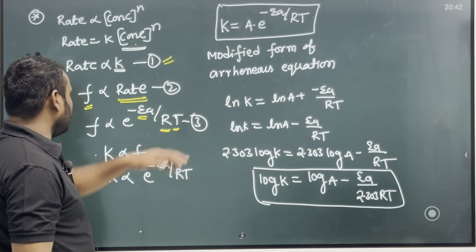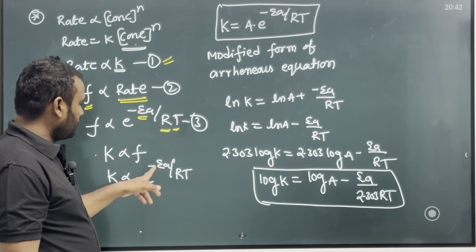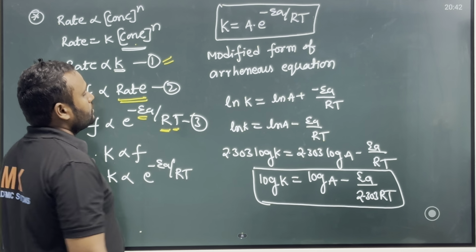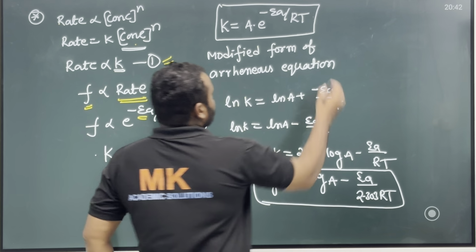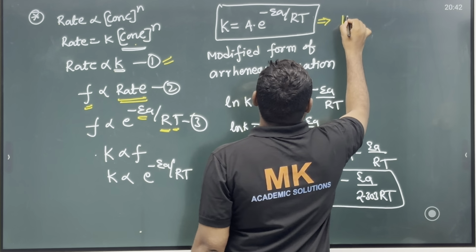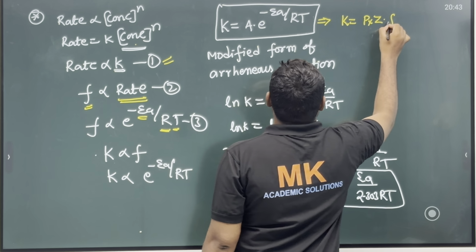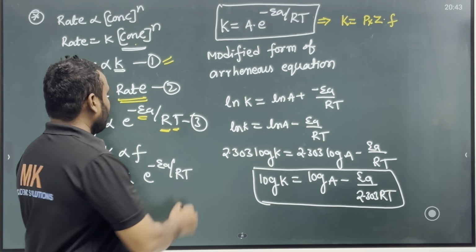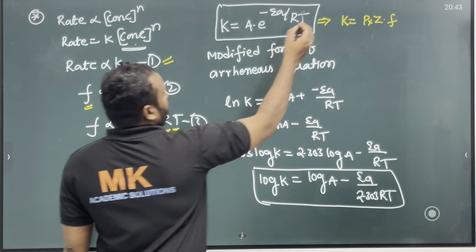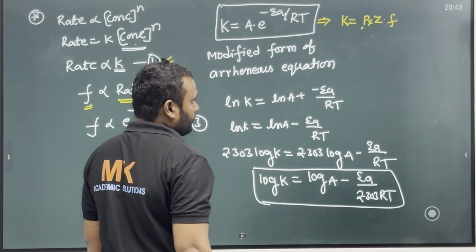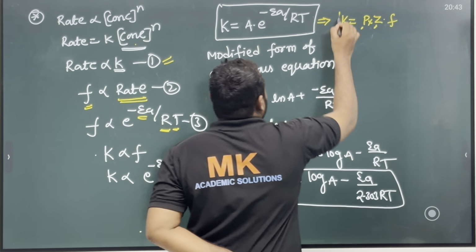So from equations 1 to 3, we can write K is directly proportional to F, so K is equal to A into e to the power of minus EA by RT. This equation we can also write as K is equal to P into Z into F. Here F is directly proportional to e to the power minus EA by RT, where P is the orientation barrier and Z is the collision frequency. This is very important, sometimes they will give it.